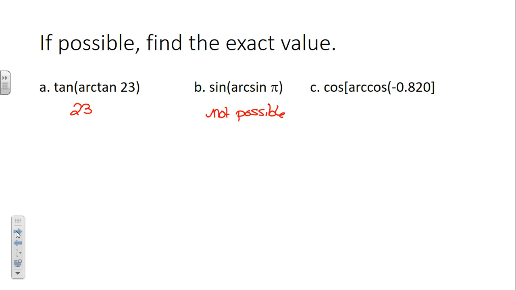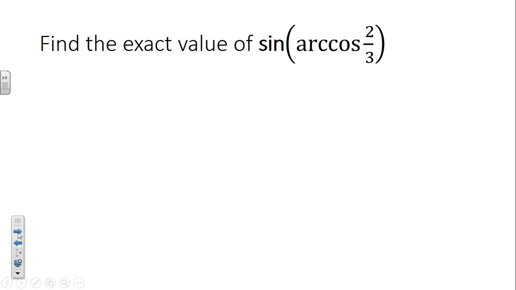And the cosine of the arc cosine of a negative 0.82. Is that possible? And what's the answer? Okay. So good? Some of these are going to be so quick, you're going to be like, wow, easy problems after graphing all those functions, all those trig functions.